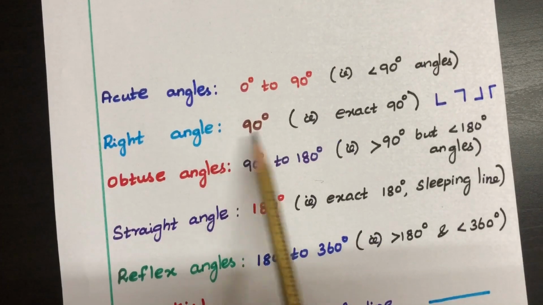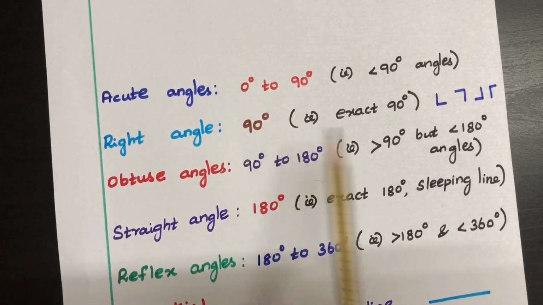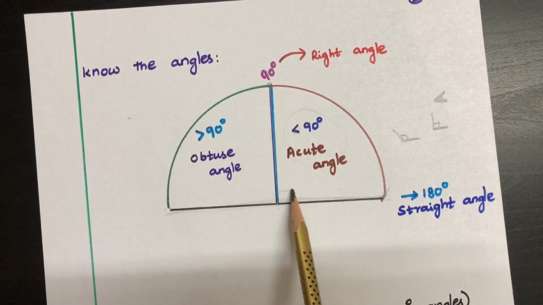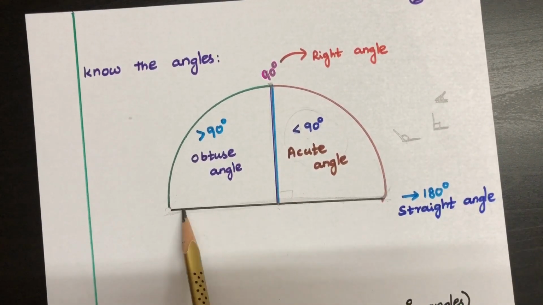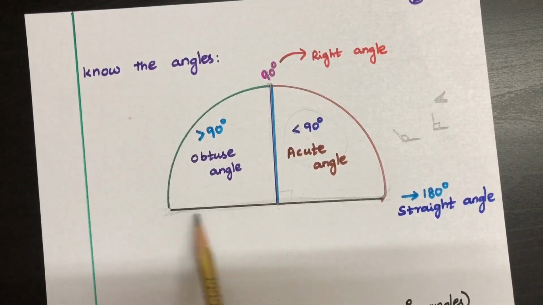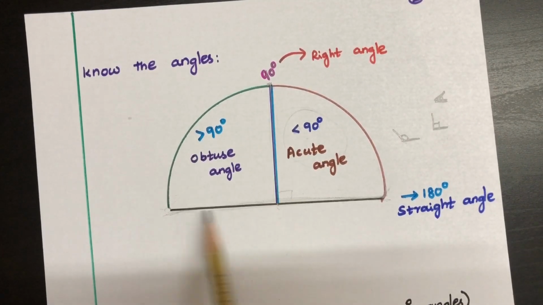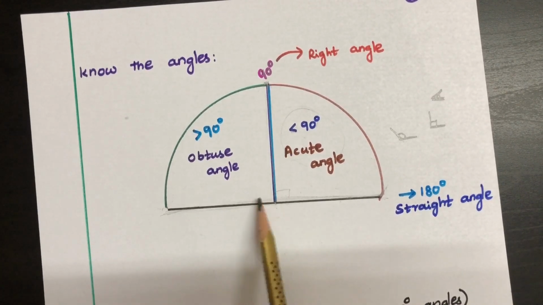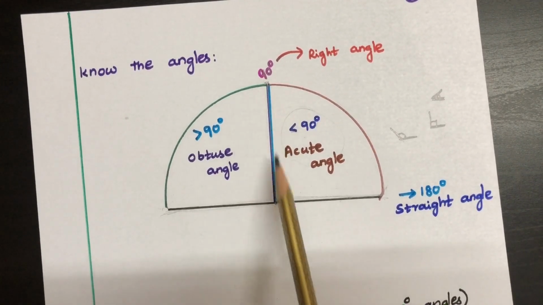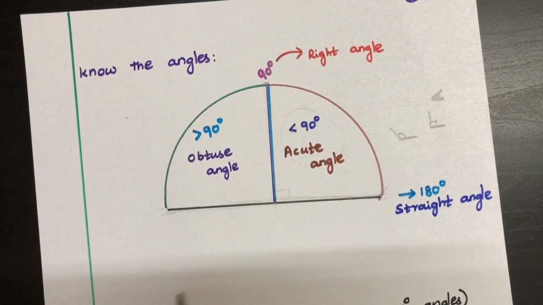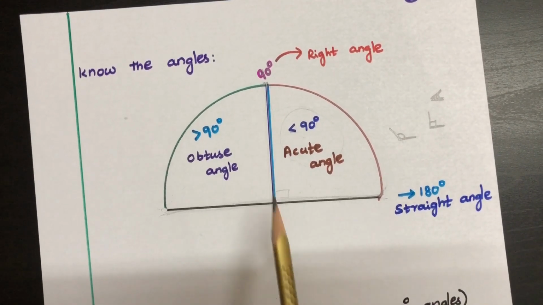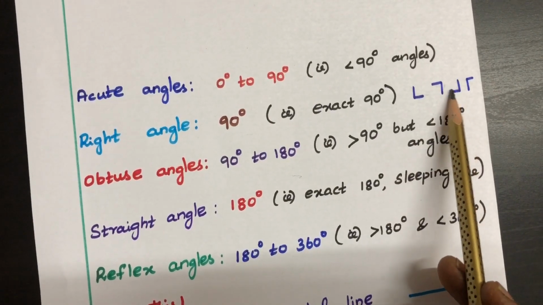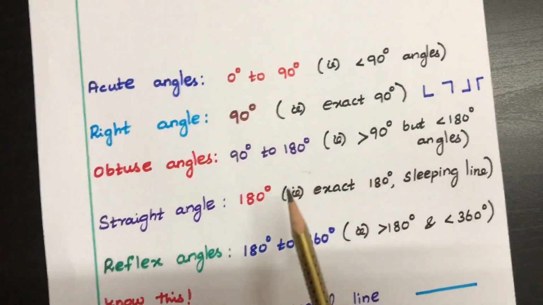What is right angle? Exact 90 degree is right angle. See, 90 degree can form like this. Here it is 90 degree. This is also a 90 degree only. Wherever a straight L shape is formed, those are all right angles, 90 degree angle only. One sleeping line and one exact vertical line means it is a right angle, 90 degree. It may be in the form of L, inverted L, left side L, right side L, whatever it may be.